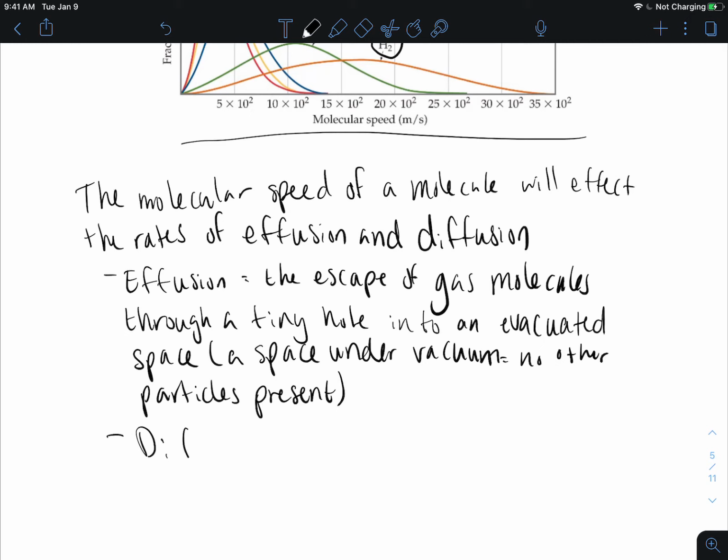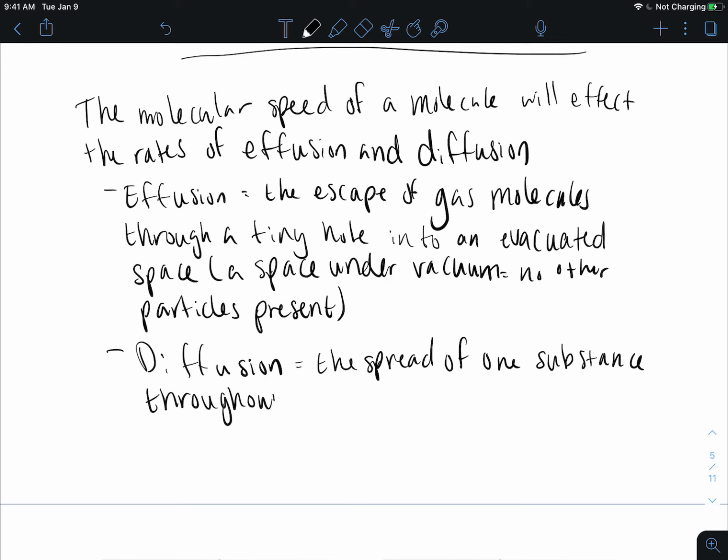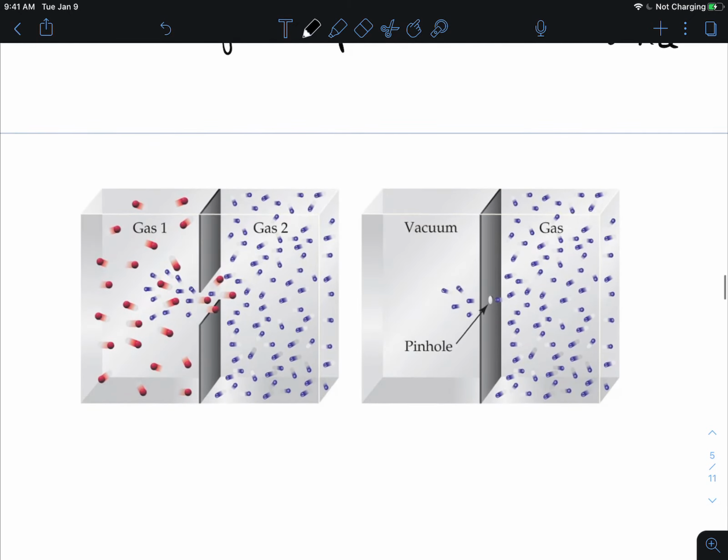And then diffusion is going to be the spread of one substance throughout a space or second substance. So here I have an example of diffusion and effusion.